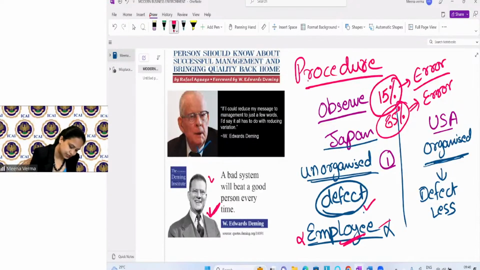So you will see that W. Edward Deming is actually focusing on improving the process of the company. He is actually focusing on improving the entire process of the company, right? See what is written here.